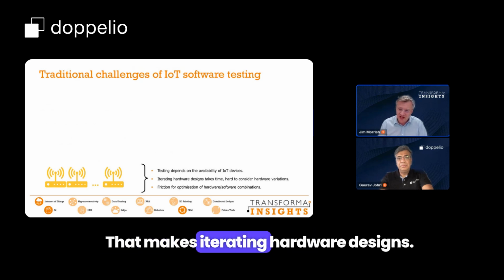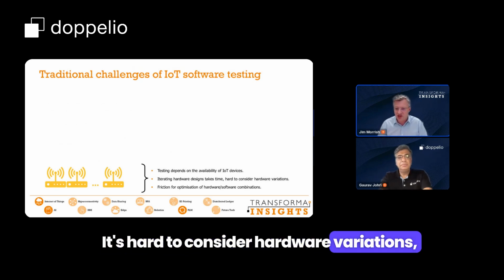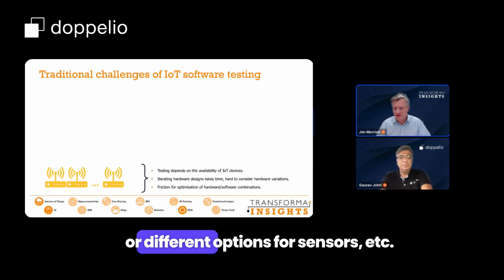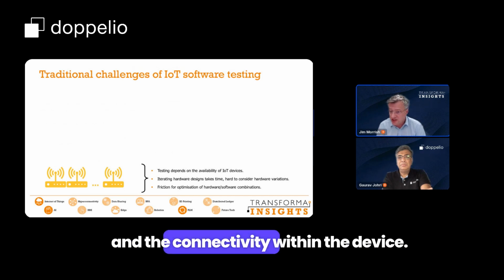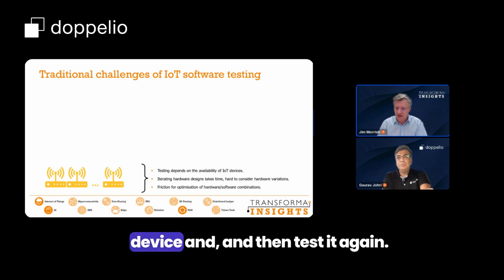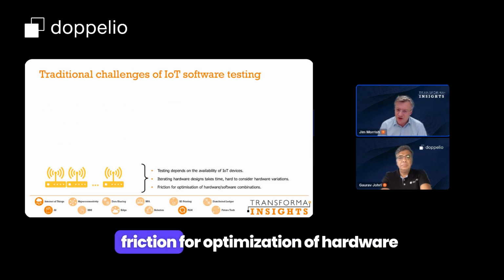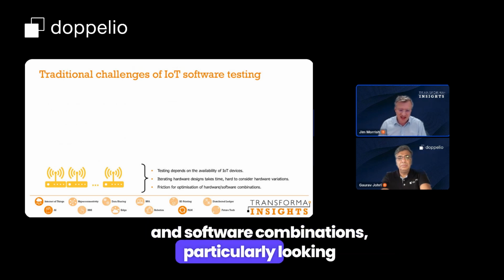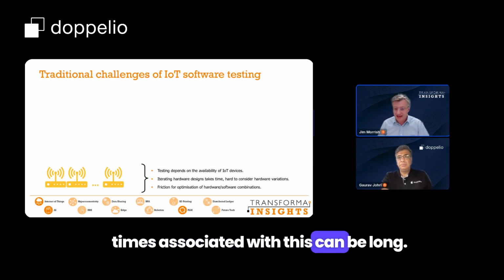That makes iterating hardware designs, I mean, it takes time to do that. It's hard to consider hardware variations, enhancements in performance or different options for sensors, or different ways of configuring the device or even the circuit boards within the device and the connectivity within the device. It's really hard just to change these things, instantiate them into a physical device, and then test it again. So that takes time. And this just presents friction for optimization of hardware and software combinations, particularly looking at different versions, and the lead times associated with this can be long.